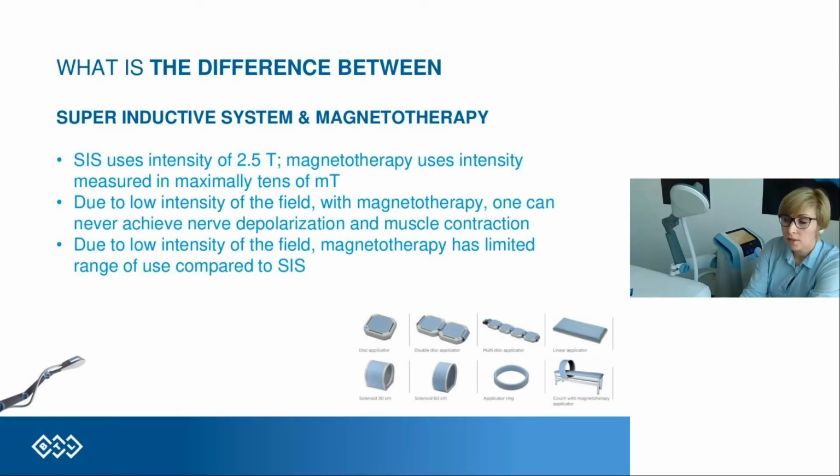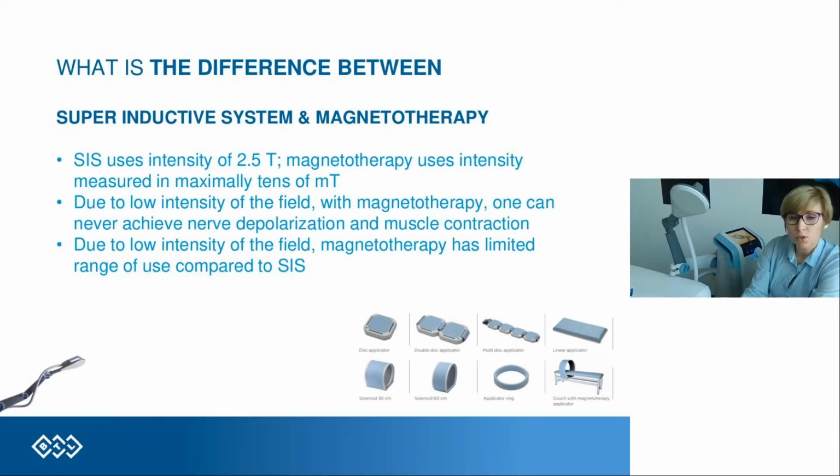You may think, okay, so what is the difference between those two? So we are using in the superinductive system the biological effects of the magnetotherapy and the electrotherapy, but in a different way. Because actually, what is the difference between a superinductive system and magnetotherapy? In superinductive system, we are using the intensity of 2.5 Tesla maximum. So we are using the Tesla units. Regarding the magnetotherapy, we are using the intensity up to tens of millitesla. So the difference is huge.